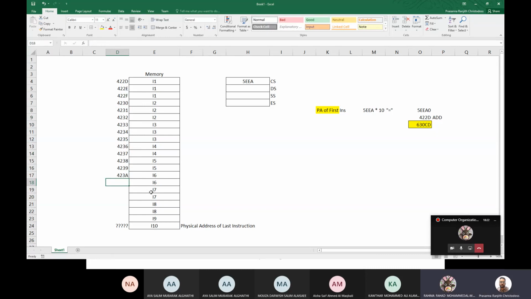Girls, are you there with me or not? Yes. Then 4 2 3 B, 4 2 3 C, 4 2 3 D, 4 2 3 E, 4 2 3 F. What is the next one? You have to tell immediately. 3F and 4 0 on this one. Is it correct?